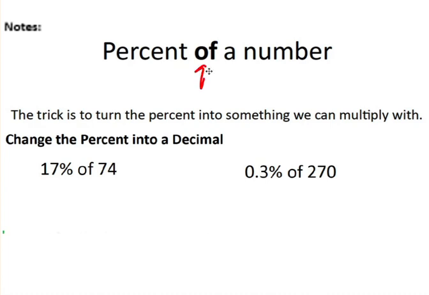And the key is the word of. Now, the word of can come up in lots of different problems, but in a math problem, if it's kind of in between two numbers or two pieces of data, it often is a signal that we want to multiply. So the percent of a number means the percent times the number. The key is turn the percent into something we can multiply with.